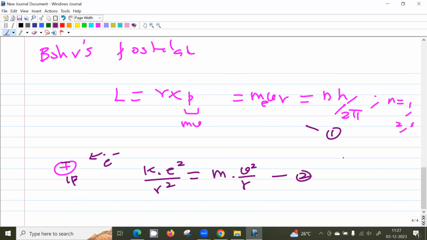There are two variables, v and r. So I can eliminate v. From this I can get v as something and put it here. So this will give me the radius of the first orbit, because I'll put n equal to 1 here, which will correspond to my first orbit. Or in general, I can make it Rn. So just solving these two equations, I'll get this result.